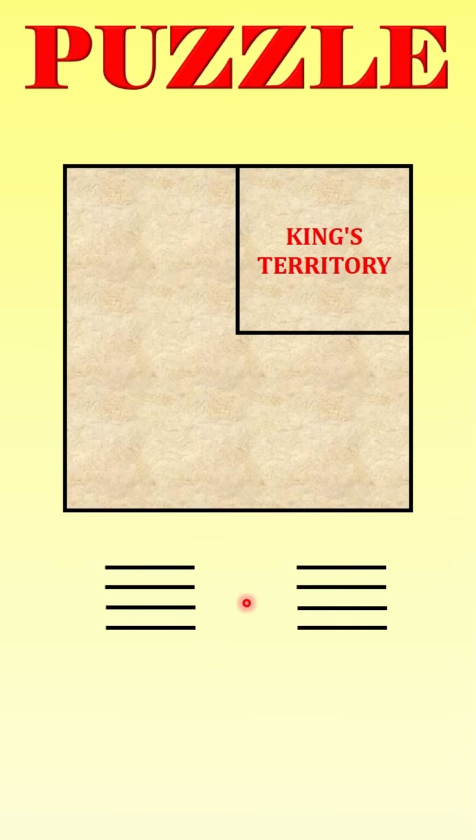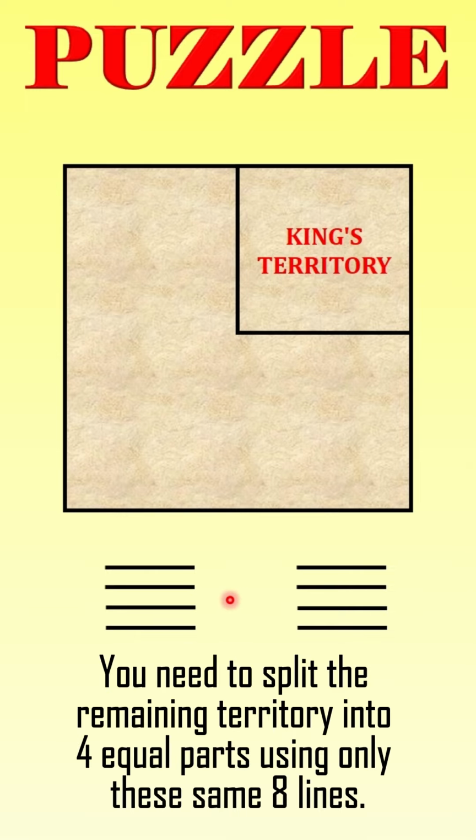A king decided to split his kingdom among his 4 sons. He kept a quarter of his kingdom for himself, and he needed to split the remaining territory evenly among his 4 sons. So, you need to split the rest of this territory evenly using only these 8 lines. I will give you the solution for this puzzle in 20 seconds. But if you need more time, you can pause the video.